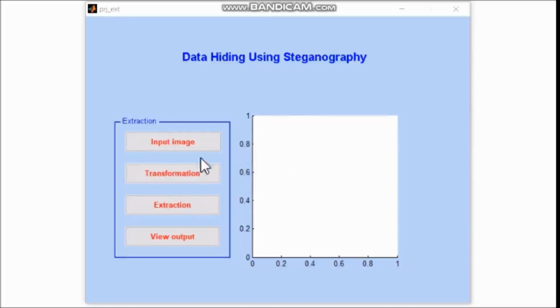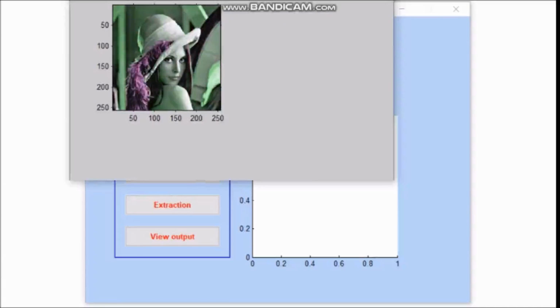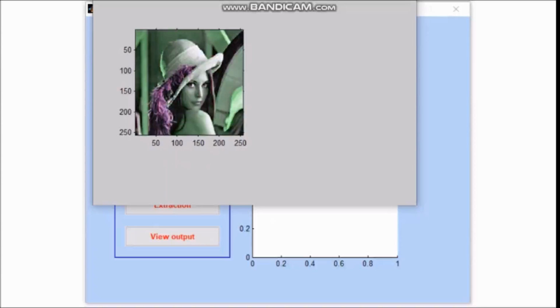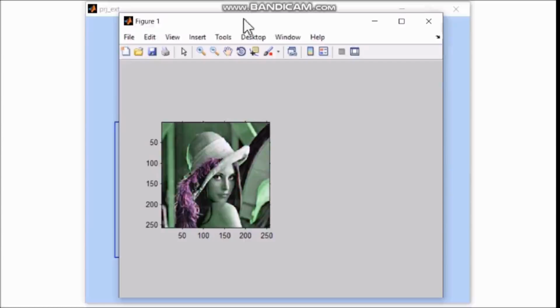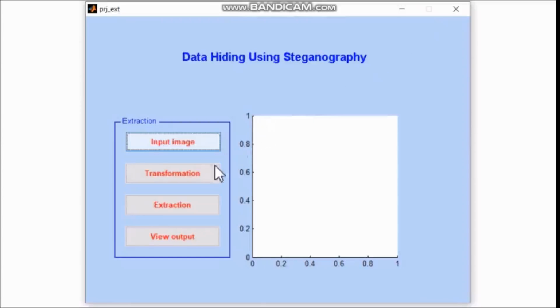Now this is the process of extraction. During the extraction process, this is the image we get for the extraction. Now we will do the transformation. Next, we will go for the extraction.